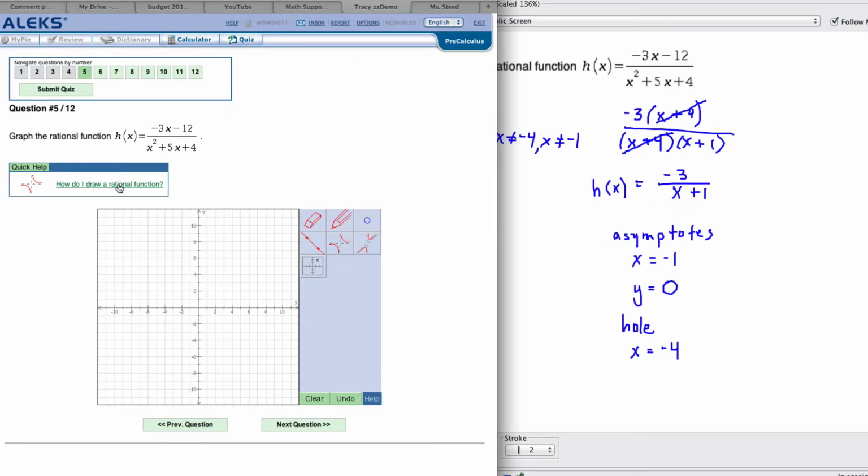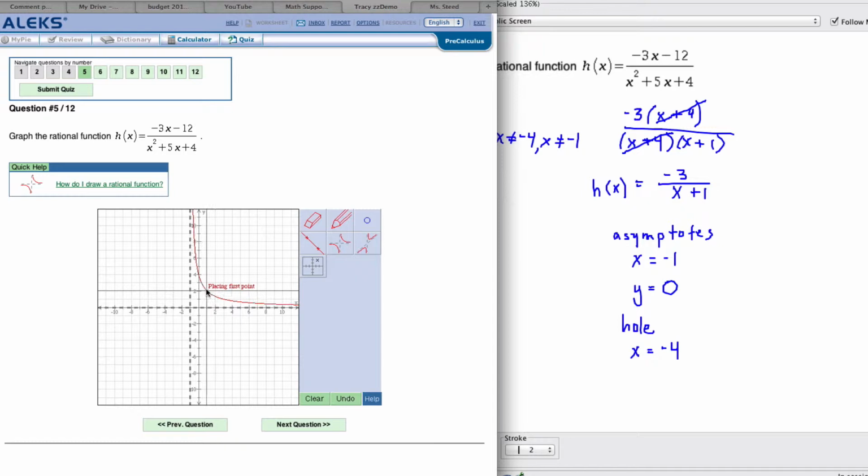So we're going to plot our asymptotes. Remember, if you're not sure how to do this, you can click on how do I draw a rational function, so you know how to use these tools. Here we're going to use this tool, rational function with horizontal asymptote. Our vertical asymptote was x equals negative 1, so we click that there. And now we're going to place our horizontal asymptote, which was y equals 0.